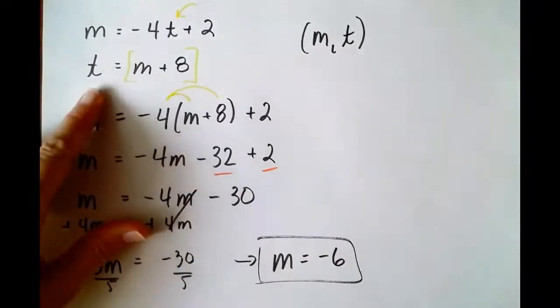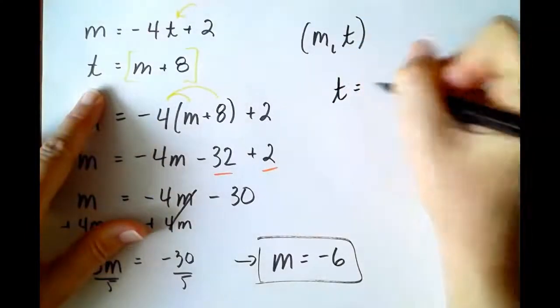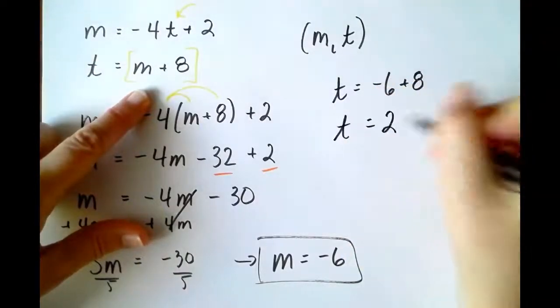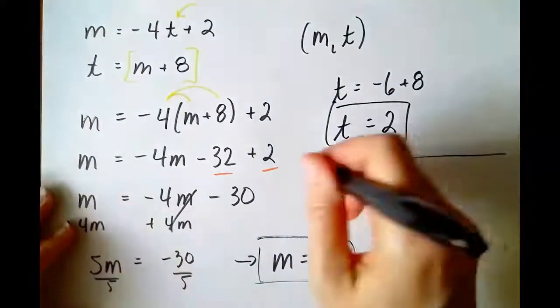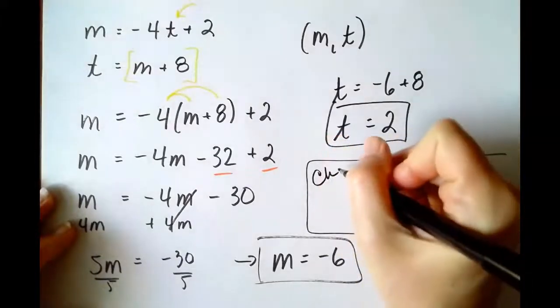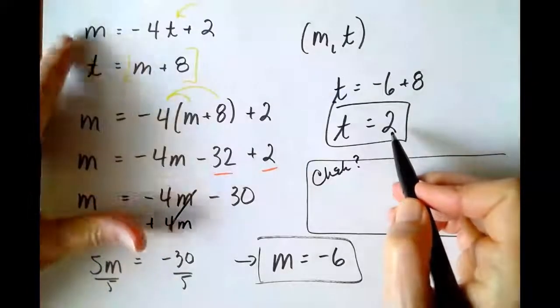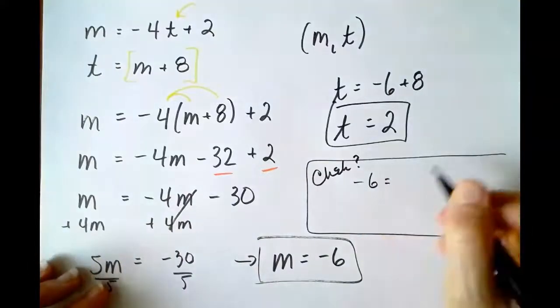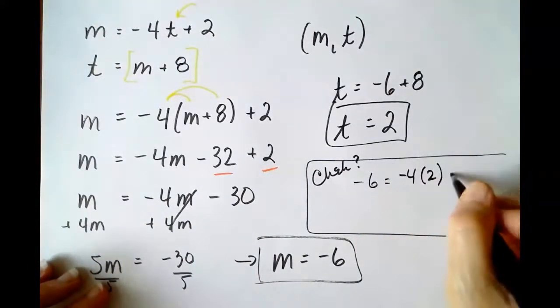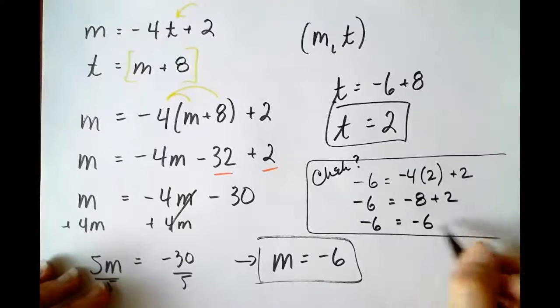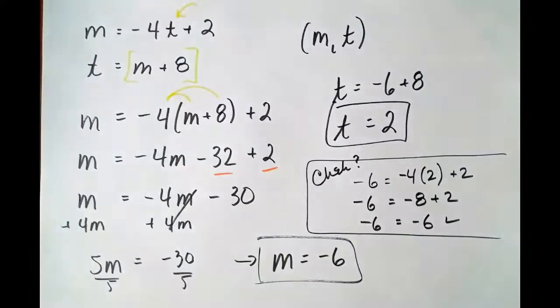So there's our m. Let's plug it in and let's solve for t. So t equals m, which is negative 6, plus 8. t equals 2. So there's m, there's 2. Put it in over here in my check box. Let's check it out. So if m equals negative 6 and t equals 2, let's plug it back into the first one. Is negative 6 equal to negative 4 times 2 plus 2? Negative 6 equals negative 8 plus 2. Negative 6 equals negative 6. It checks. That is solving systems by substitution, which I think is almost always the easiest way to solve a system.